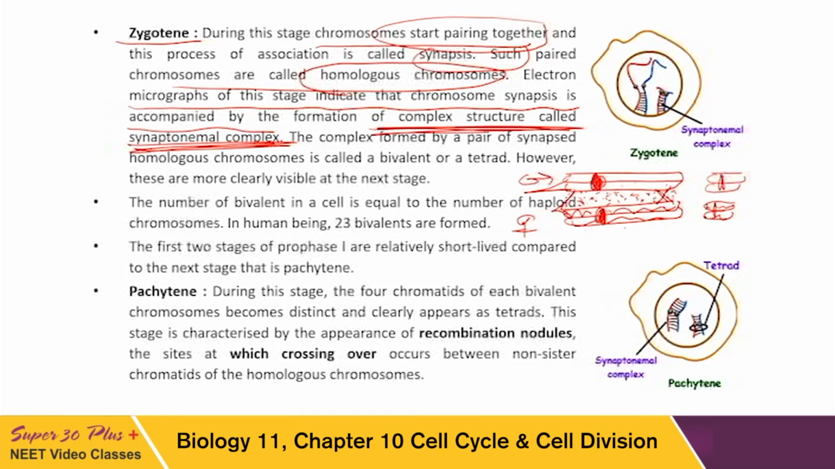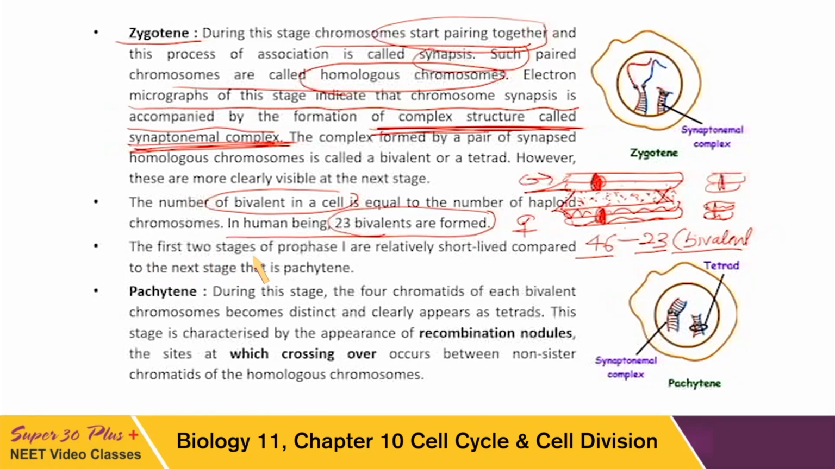One more important point we have here: the number of bivalents is equal to the number of haploid chromosomes. In the case of, for example, humans, we have 46 chromosomes, they will make 23 pairs. These 23 pairs will be known as bivalents. So how many haploid chromosomes do we have? The number of bivalents is equal to the haploid number; in humans we have 23 bivalents, and the haploid number of chromosomes is also 23.